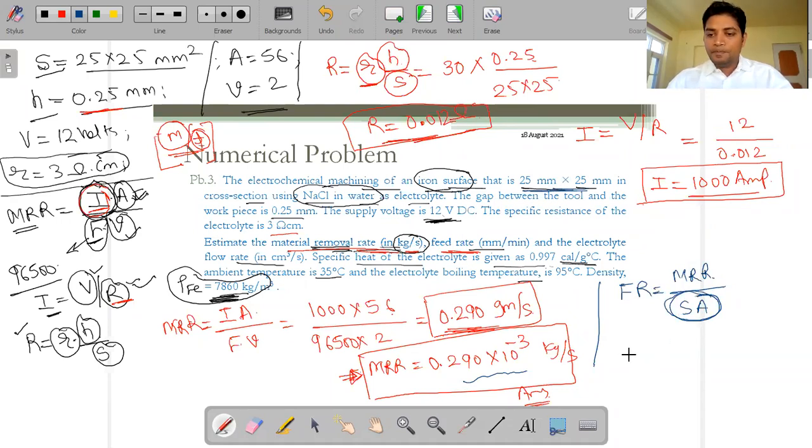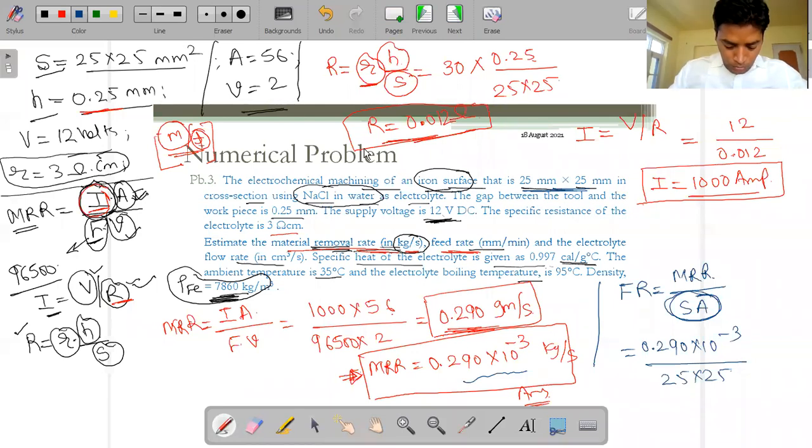Can we calculate directly? Can we put this value, 0.290 into 10 raised to the power minus 3, upon the surface area? Can you tell me, guys, what value you are getting from here? So 4.64 into 10 to the power minus 7. So what is the unit, Aman?